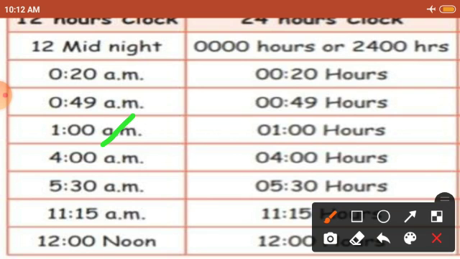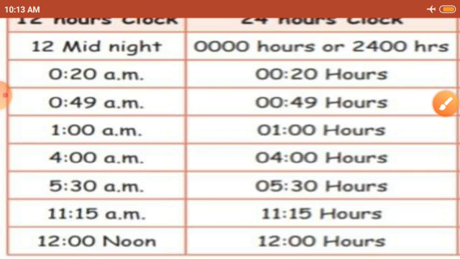Where will you add? See the hours place. In hours place you have only one digit. So you have to put a 0 before the hours place. Now you got what? 01:00. After this you have to put what? Hours. So what is the answer you will get here? 01:00 hours. Let's see the next one.